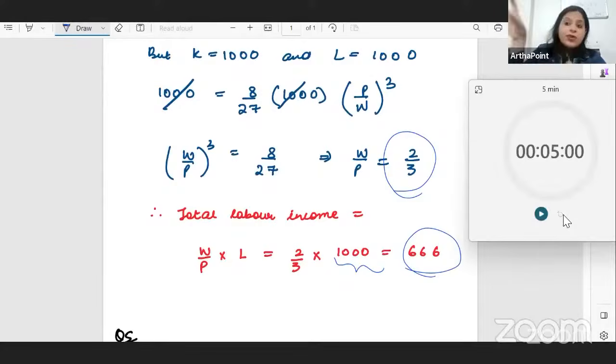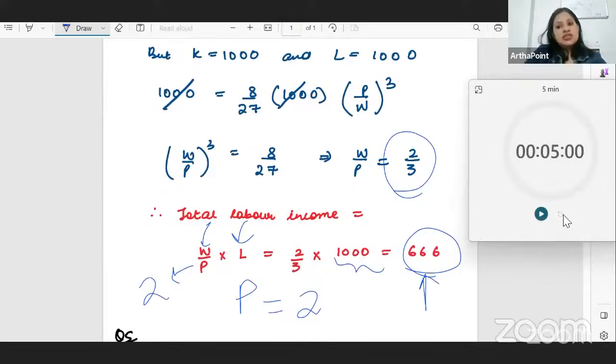Right? If they would have given you the value of P also in the question, suppose they would have mentioned that price is 2, I could have found out the nominal wage by putting P as 2. So I could have found out W by L. But in this question, they have not given me the price, right? So I can only find the total real income earned by the workers. And that will be the real wage into the number of workers. So it will come down as 667. That's the answer to your question.